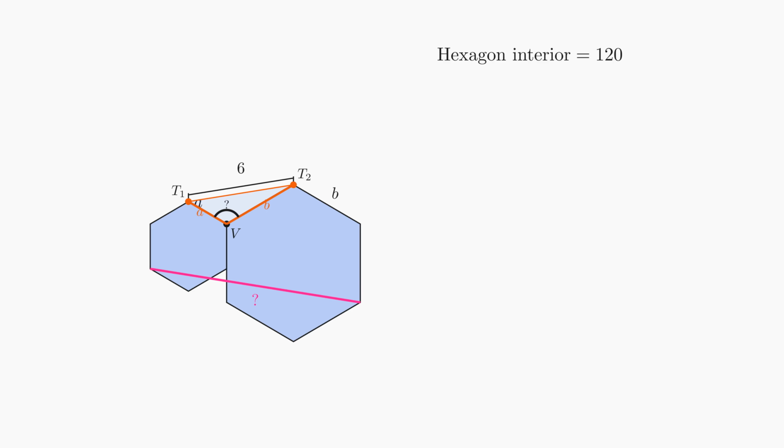Every interior angle of a regular hexagon is 120 degrees. Here's the 120-degree interior angle of the smaller hexagon at V, and here's the 120-degree interior angle of the larger hexagon at V. The angle between the edges going to T1 and T2 is what we need to find. All angles around point V must sum to 360 degrees. So our angle equals 360 minus 120 minus 120. That gives us 120 degrees.